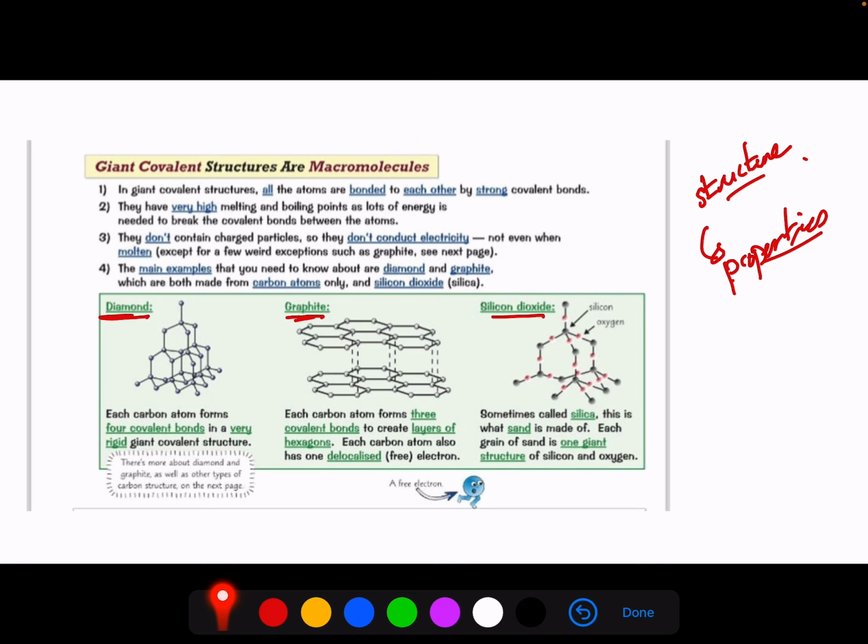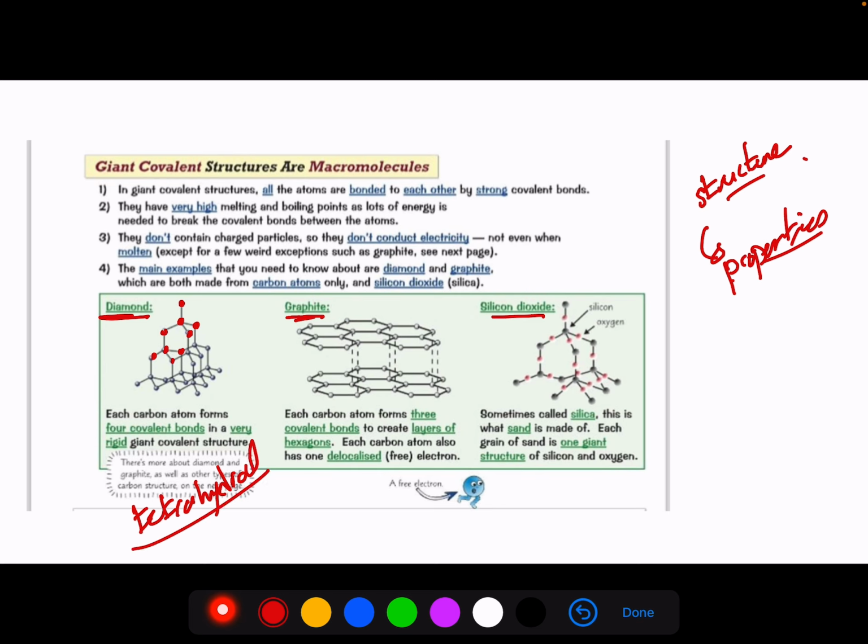Here you see each sphere, guys, represents one carbon atom. So as you see, each carbon atom is bonded to 4 other carbon atoms. Each carbon atom is bonded to 4 other carbon atoms with strong covalent bonds. So each carbon here forms 4 covalent bonds. This structure, guys, is called tetrahedral. Tetrahedral, just like a pyramid, okay?